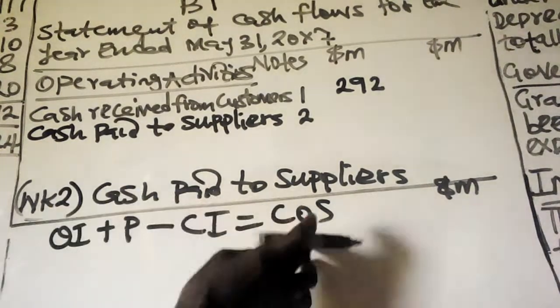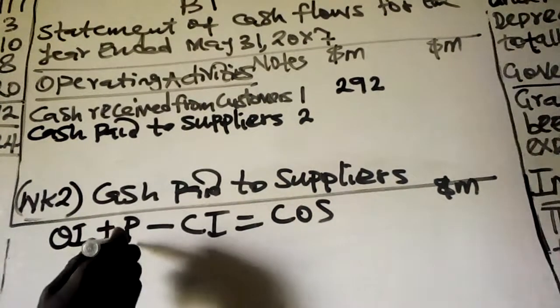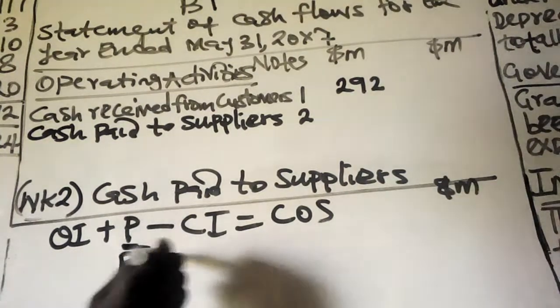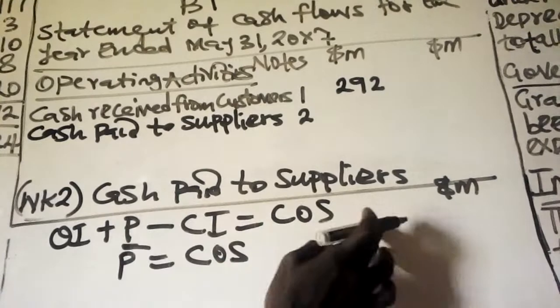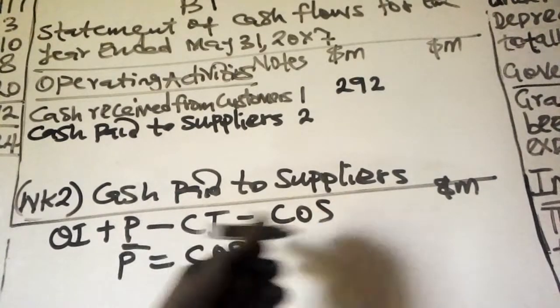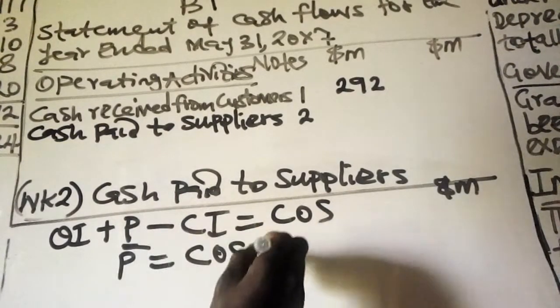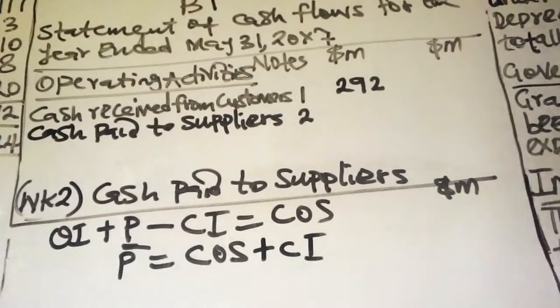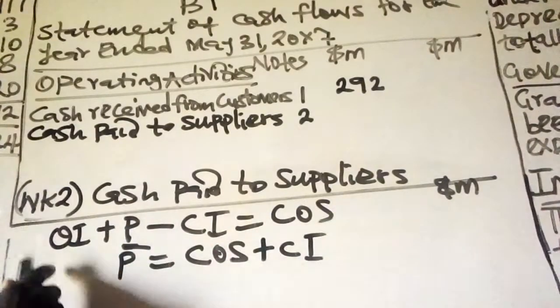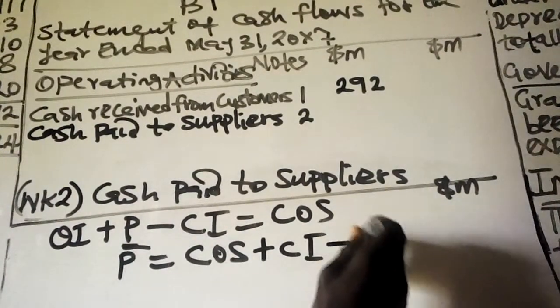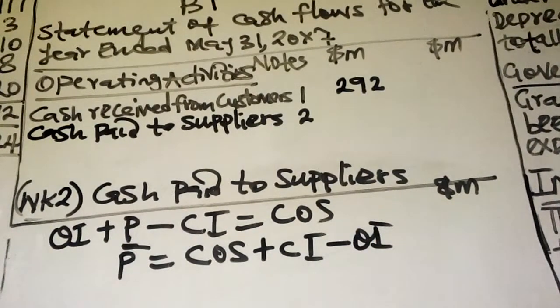Then if you make your cost of sales the subject, the purchases the subject, now your purchases will be equal to cost of sales. Then when you take this closing inventory to join cost of sales at the right hand side, the minus becomes plus. You have plus closing inventory, then minus, this is plus. When it goes to the right hand side, the plus becomes minus, minus opening inventory. That means our purchases will be equal to cost of sales plus closing inventory minus the opening inventory.